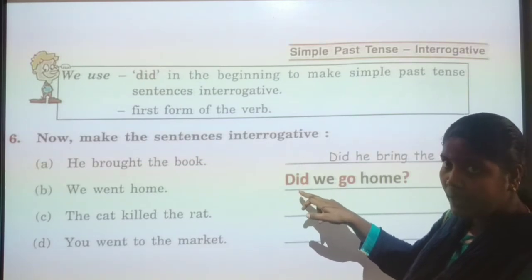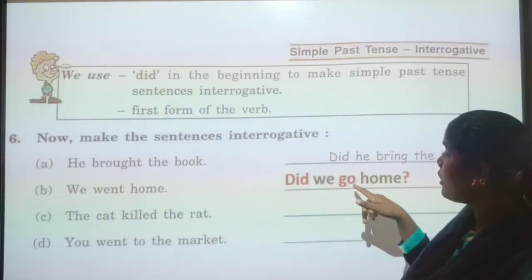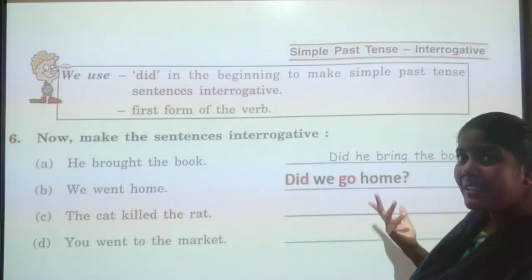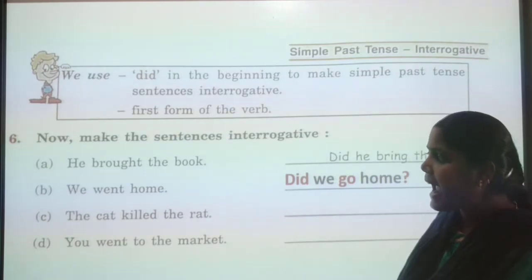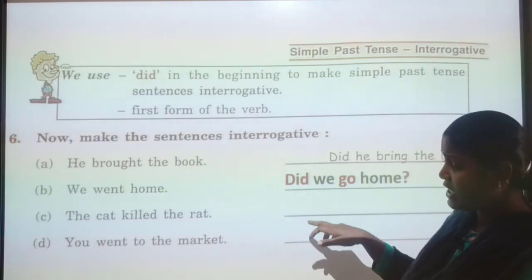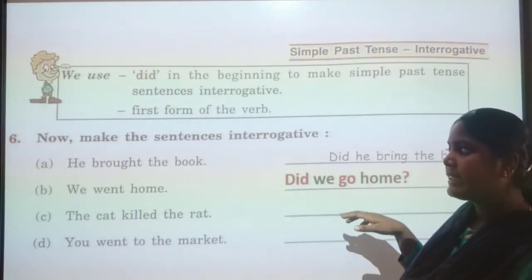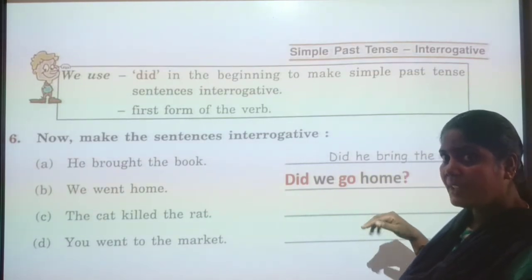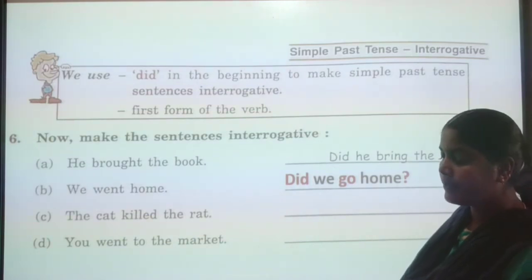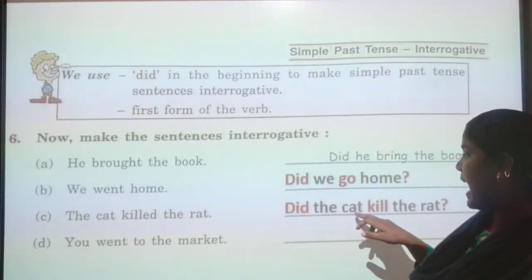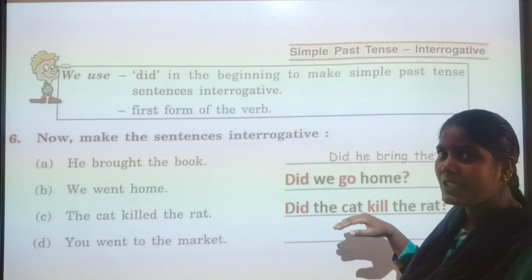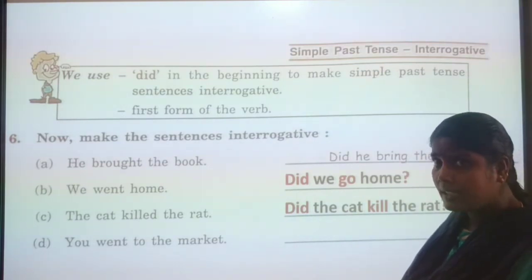Did is the auxiliary verb. We is the pronoun, go is the first form of the verb, and home. Did we go home? Simple. So next, the cat killed the rat. So did the cat kill? Killed is the second form of the verb, kill is the first form of the verb. Did the cat kill the rat? Okay, this is the interrogative sentence.